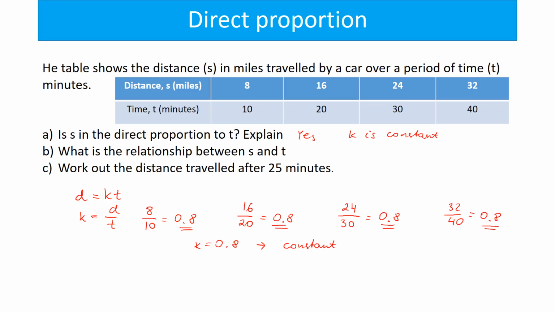Now, what is the relationship between d and t? Well, we already worked out the value of k, so that means d equals 0.8t. This is the formula. So d equals 0.8t, and then work out the distance traveled after 25 minutes. So d equals 0.8 times 25, which is 20. Okay, and that's it.